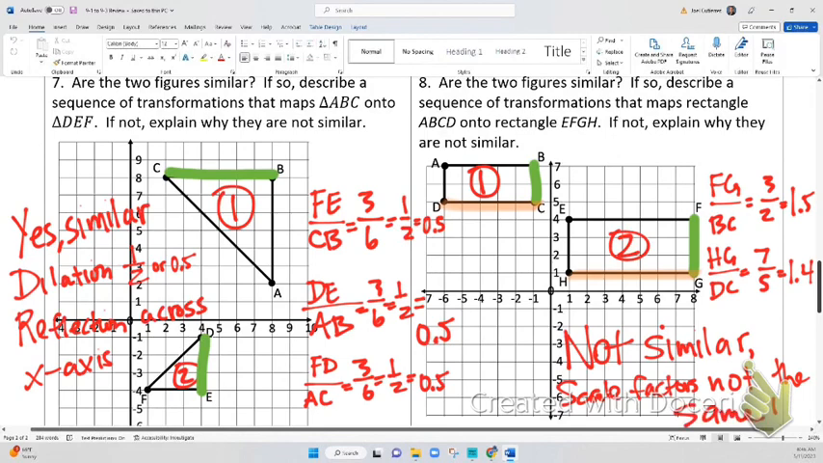That's it. That's all you have to write. It's not similar because the scale factors are not the same.